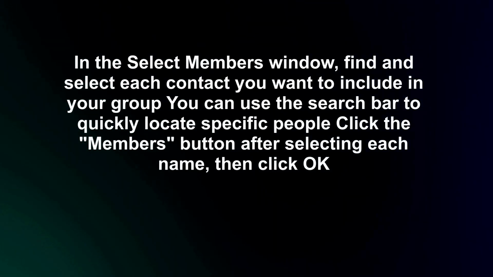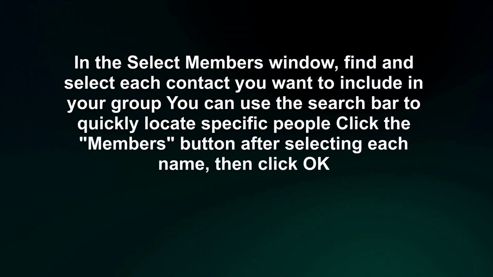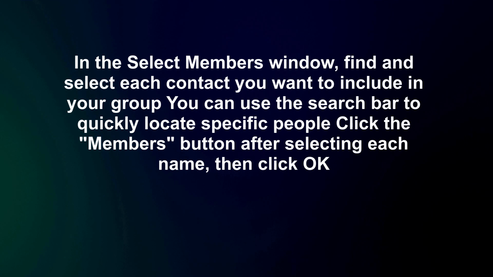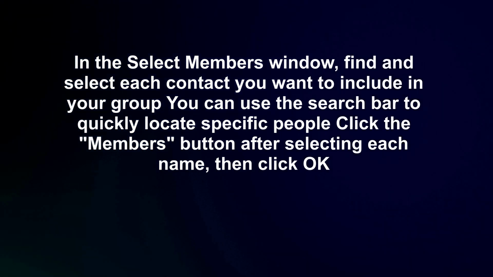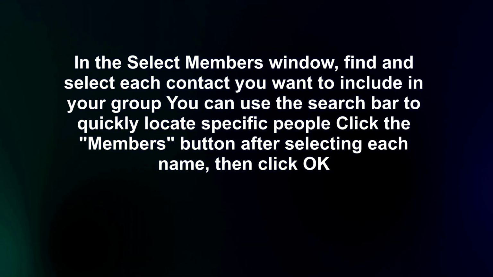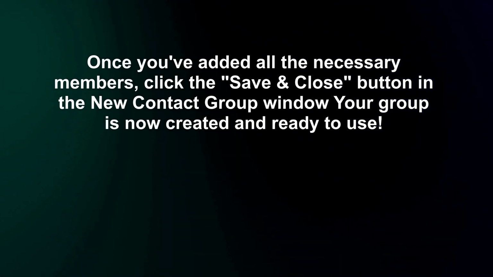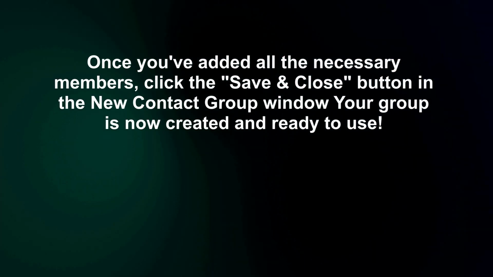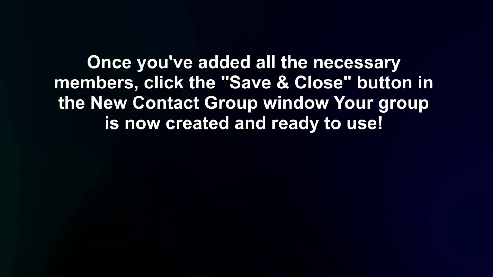In the Select Members window, find and select each contact you want to include in your group. You can use the search bar to quickly locate specific people. Click the Members button after selecting each name, then click OK. Once you've added all the necessary members, click the Save and Close button in the New Contact Group window. Your group is now created and ready to use.